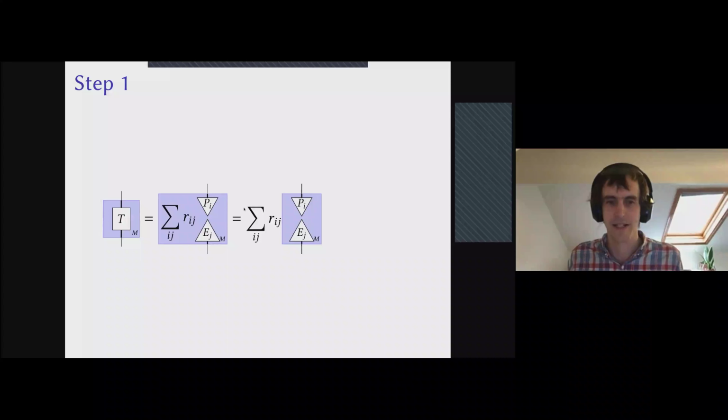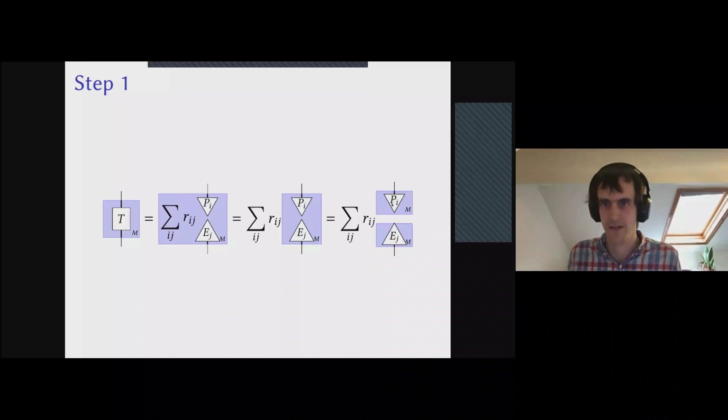Okay, so that allows us to use linearity to pull out these coefficients. And now I can use that diagram preservation assumption I showed you to split the representation of this measure and prepare channel into the representation of the measurement and the preparation. So that's the first step.